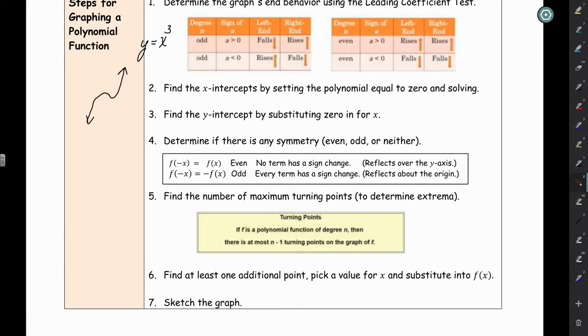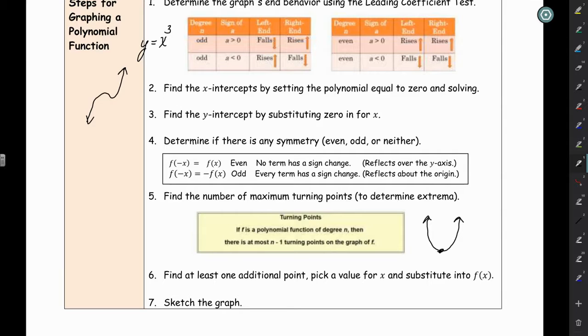And number 5, we're going to find the maximum turning points to determine extrema. So if f is a polynomial function of degree n, then there's going to be at most n minus 1 turning points on the graph. So what do we mean by a turning point? Like this is a turning point over here, this is a turning point. We have a graph of a parabola. We have one turning point right here.